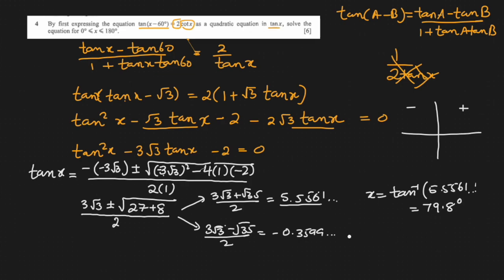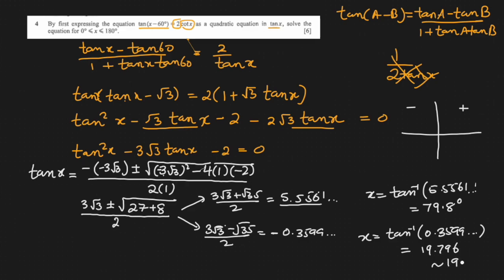That is the first answer. This one gives us x equal to tan inverse 0.3599. Why did I ignore this negative? Because I already know that angle will be in the second quadrant, and accordingly I will choose my answer. So it comes out to be 19.796. So let me write 19.8.